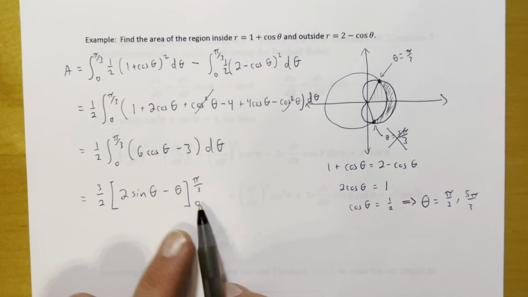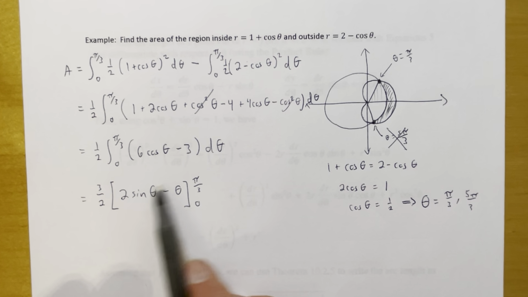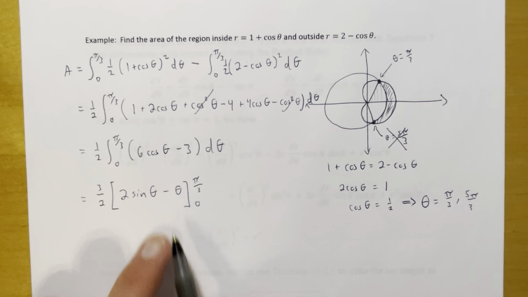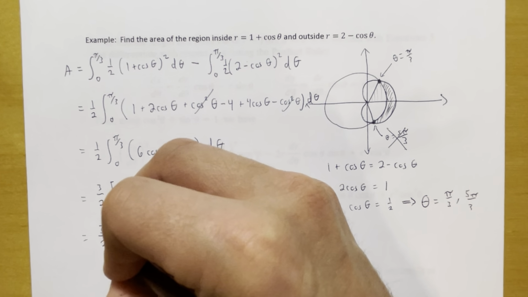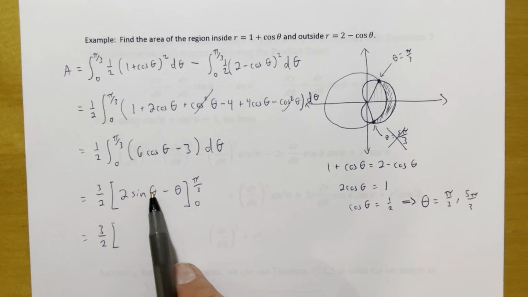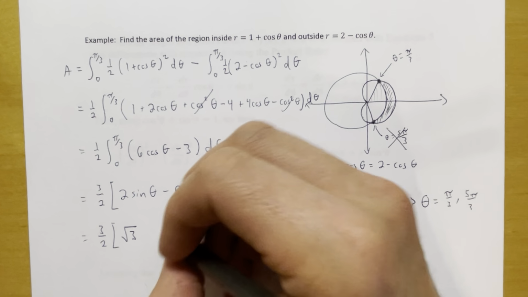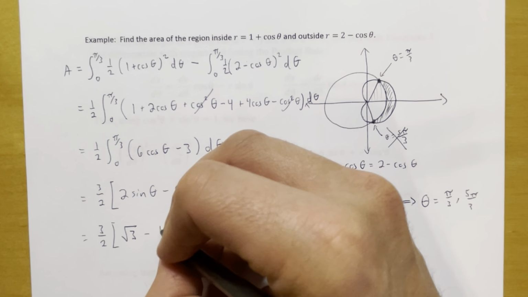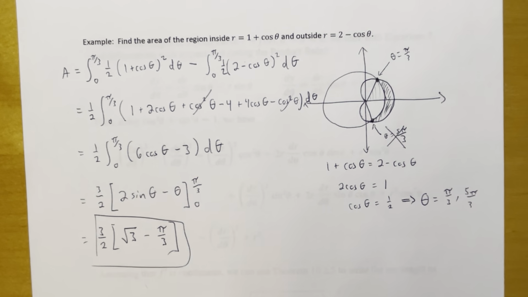Now, when I plug a 0 into either of these thetas, these both go to 0. So plugging a 0 in doesn't contribute anything. Let's just worry about the pi over 3. I'm going to have 3/2 times sine of pi over 3, which is root 3 over 2, but then I'm going to multiply it by a 2 and just end up with a root 3. And then here, I'm going to get just a pi over 3, minus pi over 3. Okay, and that is my answer.